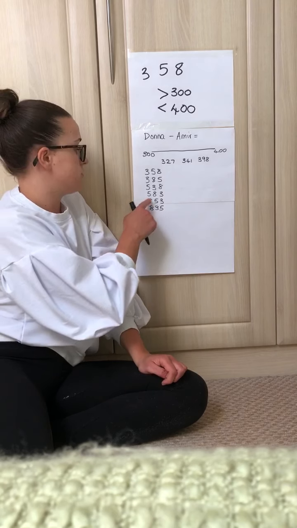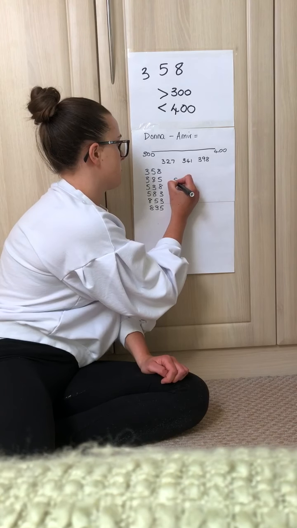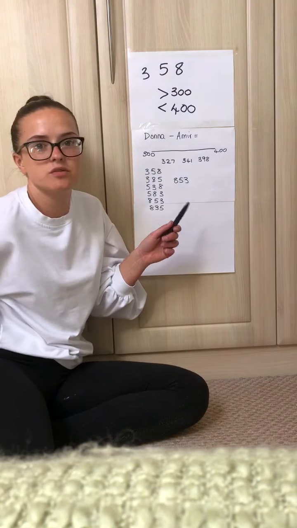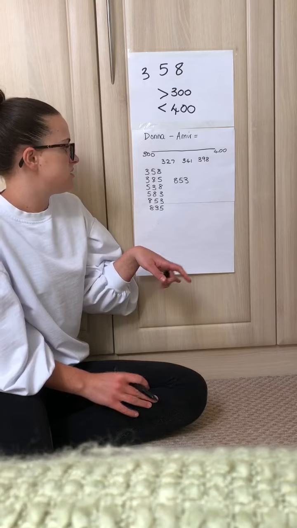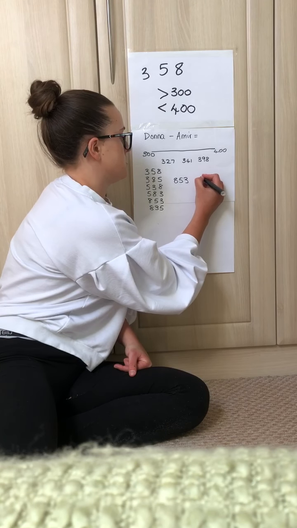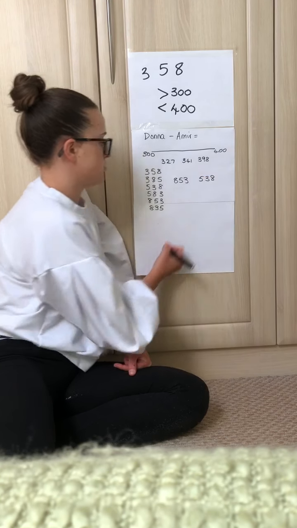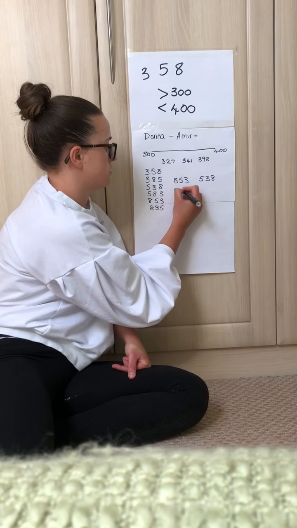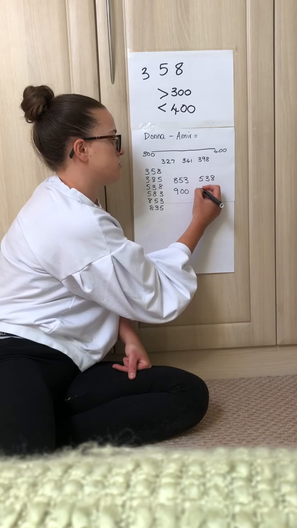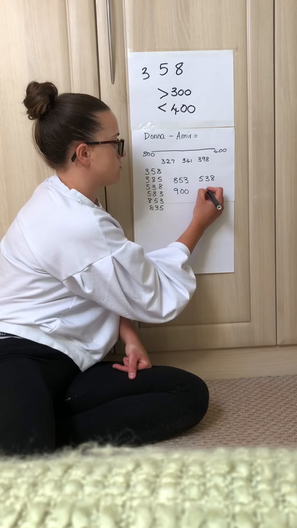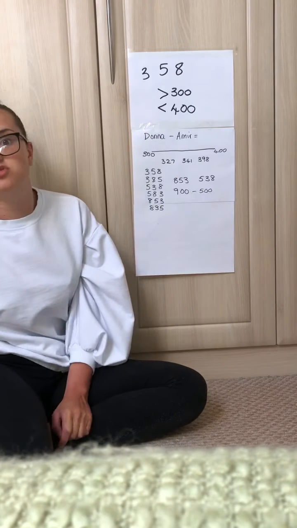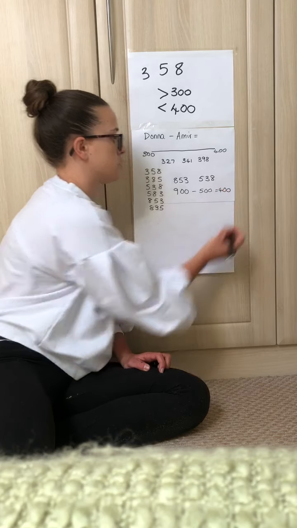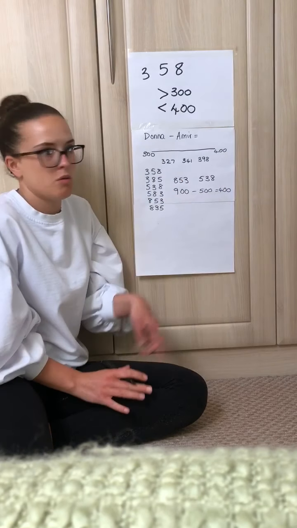I'm going to start with 853 and I'm going to try and subtract 538. Because if I round those two numbers, 853 to the nearest 100 is 900, and 538 to the nearest 100 is 500. 900 take away 500 is 400. So I think my answer could be right with that one.